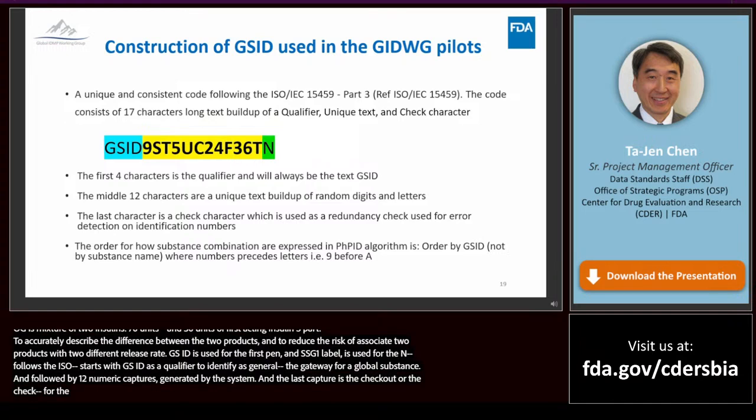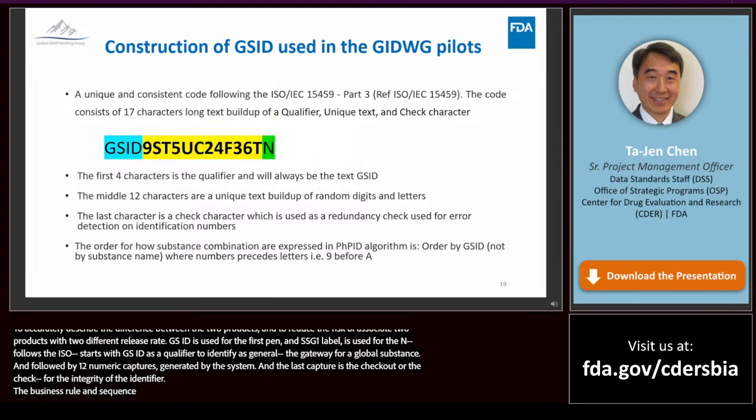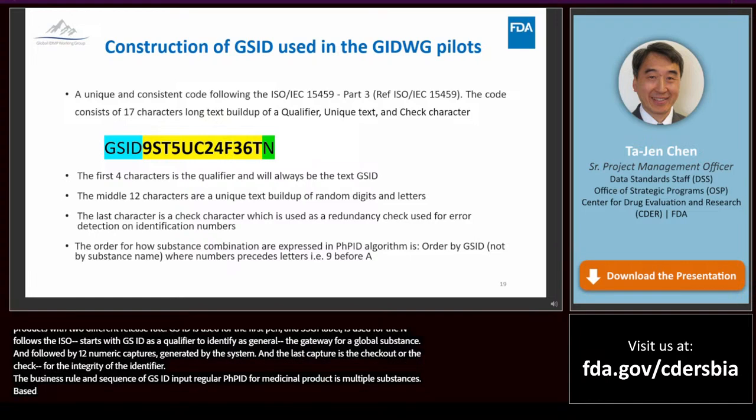A business rule on the sequence of GSID as an input to generate PHPID for medicinal product with multiple substances is based on the order or the value of each GSID in the product.